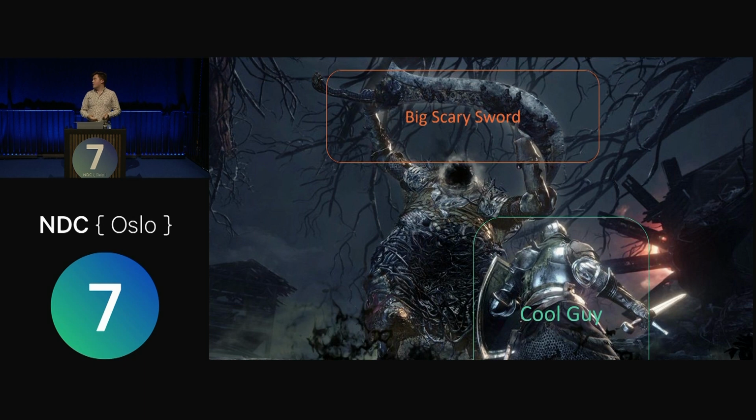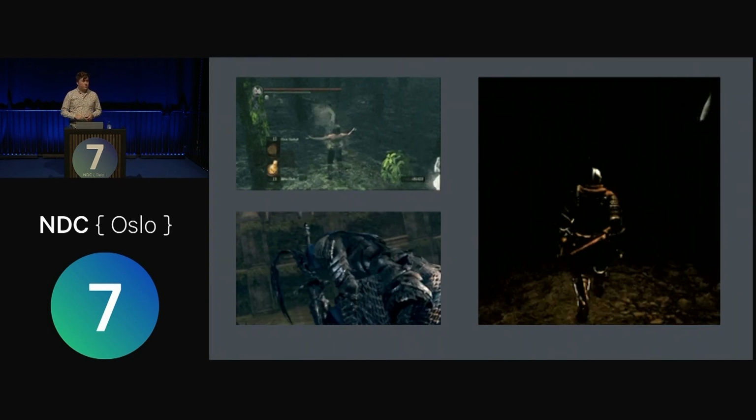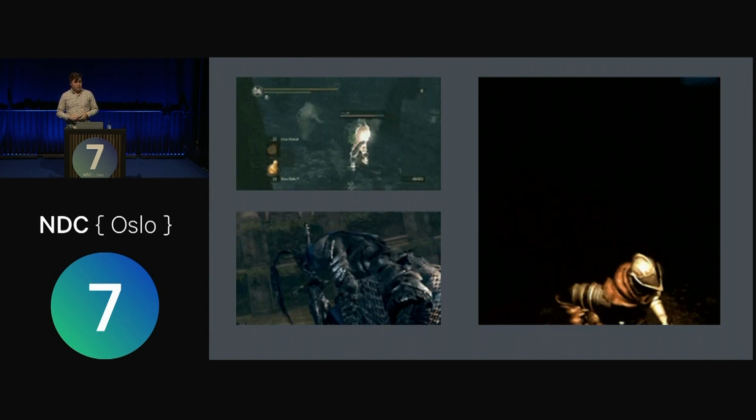This is a big scary sword that's being swung at us, and our cool guy is in danger, so now we should recognize this sort of state using this computer vision model and roll out of the way. Actually a pretty straightforward concept. The problem is that you're more or less always in danger in a game like Dark Souls. Like I mentioned before, it's extremely punishing.